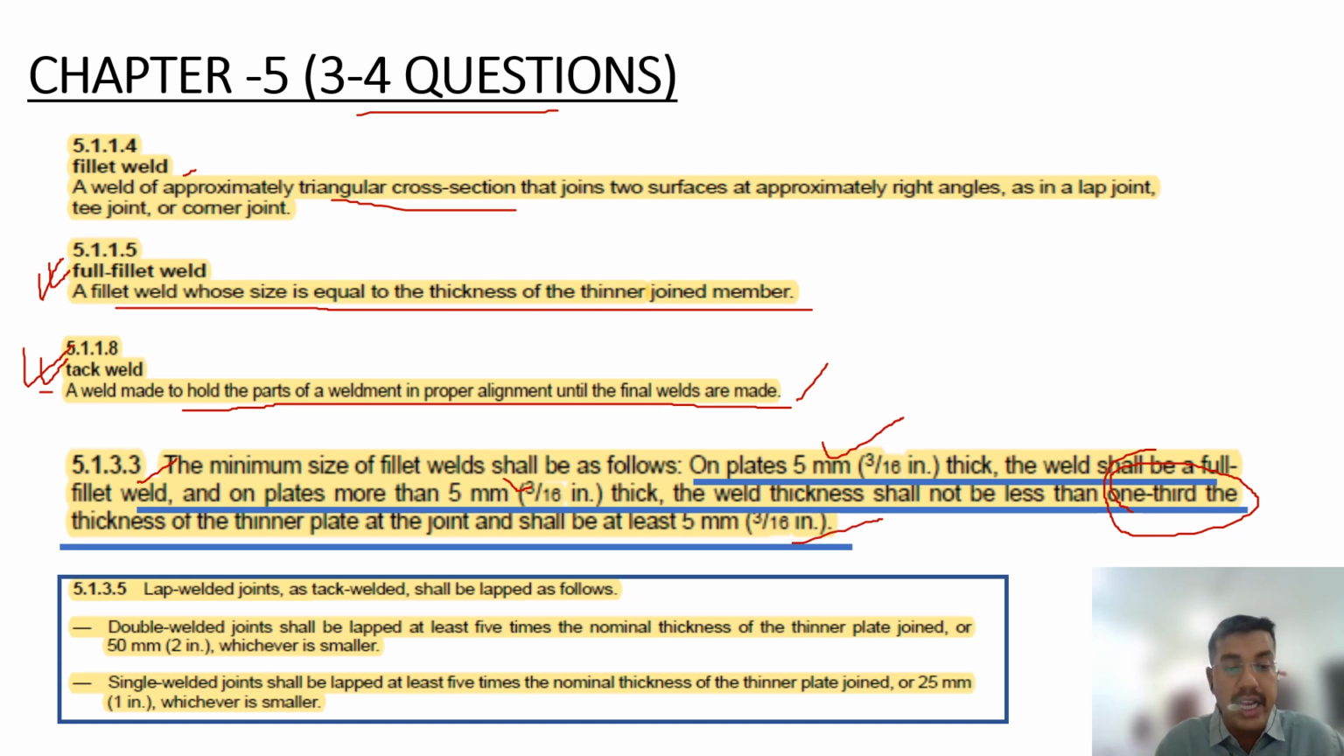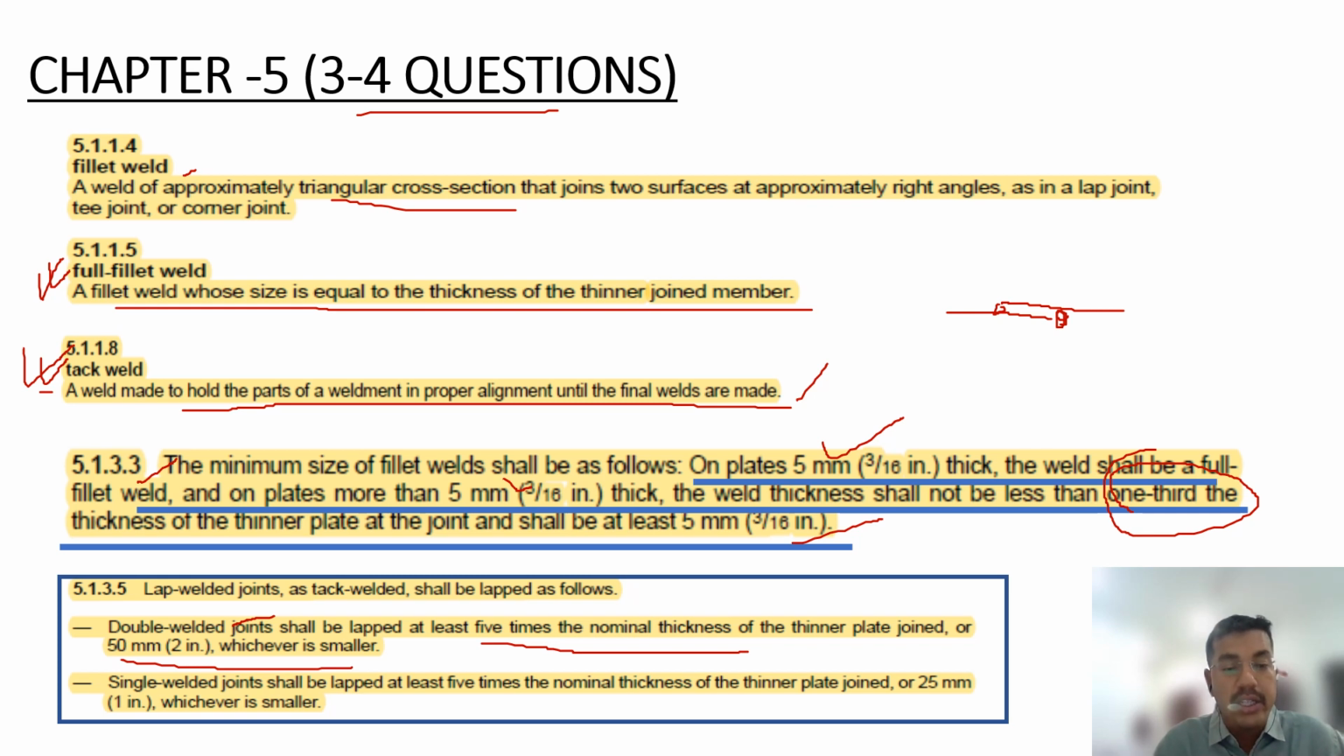Lap welded joints. How will the lap welded joint happen? Lap means one plate overlapping another plate, and the welding will happen here and here. So this is lap welding. There are single welded lap joints and double welded lap joints. Double welded joints shall be lapped at least 5 times the nominal thickness of the thinner plate joint or 2 inch, whichever is smaller. Lap joints should be done like that.